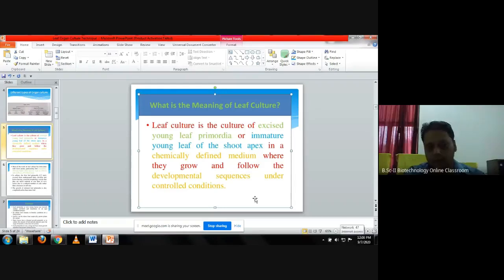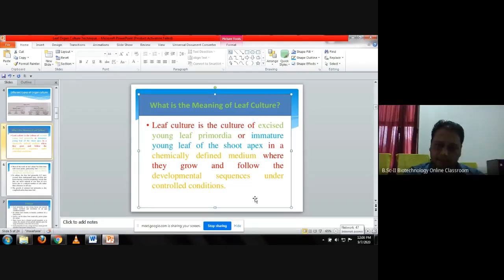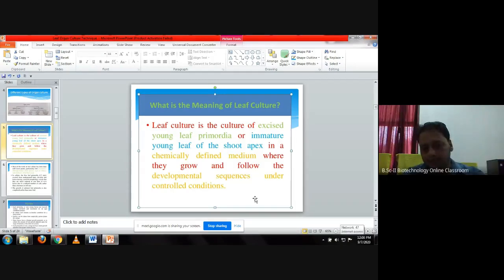The main aim of meristematic tissue is continuous development. We can have continuous cell division. We can develop cultures also from non-meristematic tissue, but the growth rate there is very low. So we are going to focus on high growth rate. Now where is it seen? Shoot tip, root tip, leaf primordia, and immature leaves.